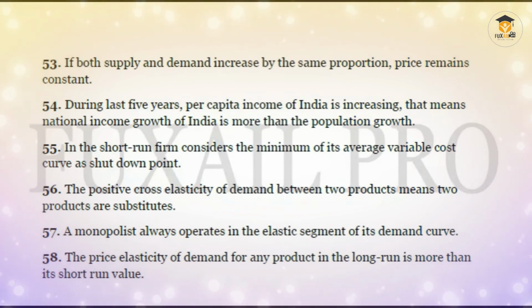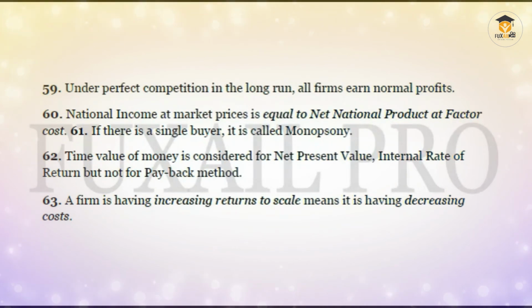55. In the short run, firm considers the minimum of its average variable cost curve as shutdown point. 56. The positive cross elasticity of demand between two products means two products are substitutes. 57. A monopolist always operates in the elastic segment of its demand curve. 58. The price elasticity of demand for any product in the long run is more than its short run value. 59. Under perfect competition in the long run, all firms earn normal profits.